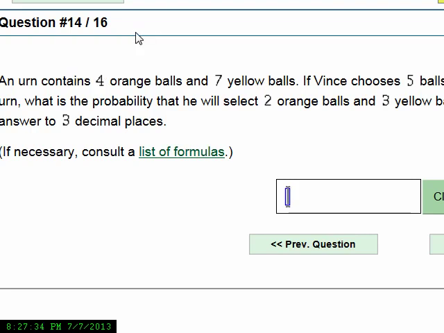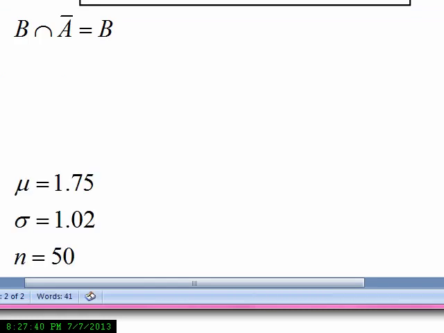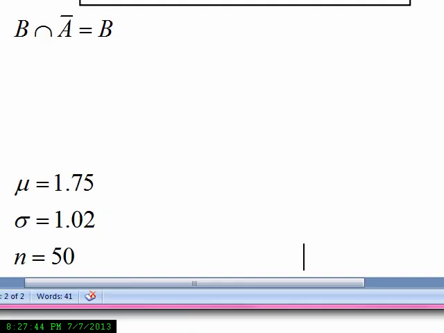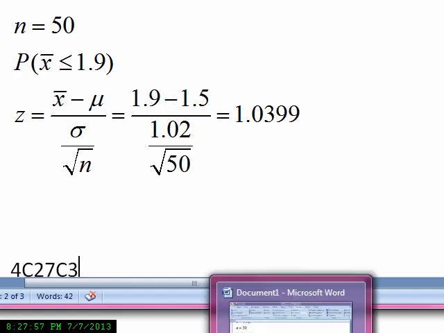Okay, so let's capture that in Word. So it's going to be 4 choose 2, 7 choose 3, and we're going to divide all of that by 11 choose 5.